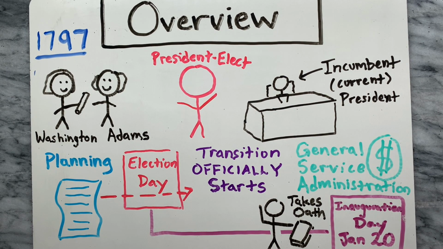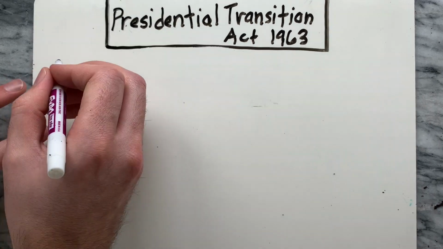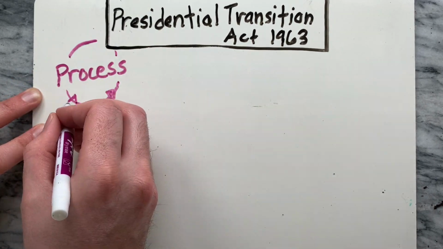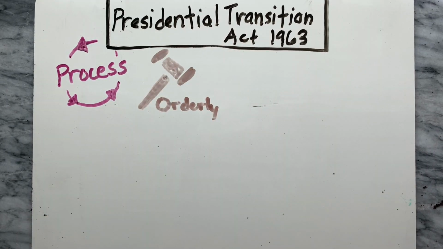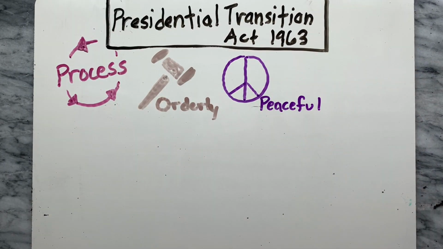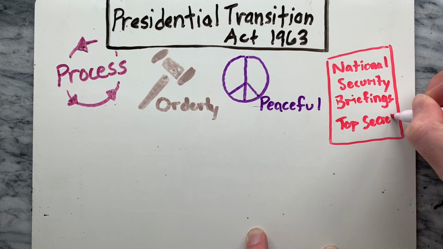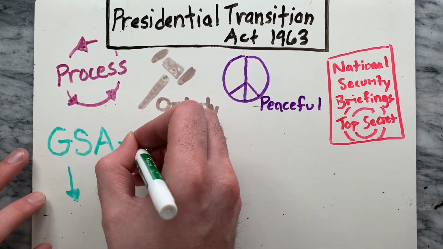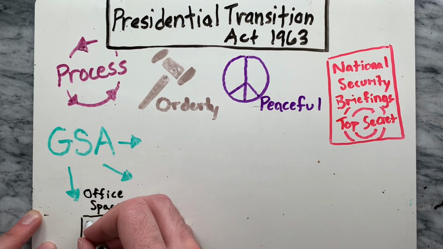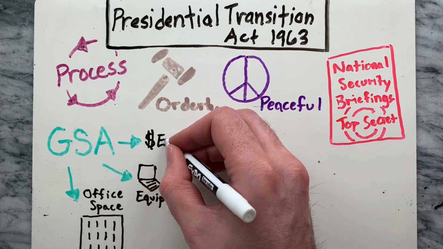You might be wondering, is there any legislation that helps this process of transitioning? That has to do with something called the Presidential Transition Act of 1963. In that act, it establishes the current process to facilitate an orderly and peaceful transition of power. Under federal law, the presidential candidate receives classified national security briefings once their nomination is formalized by their party. They are also entitled to presidential transition services and facilities provided by the General Services Administration, including office space, equipment, and the payment of certain related expenses.